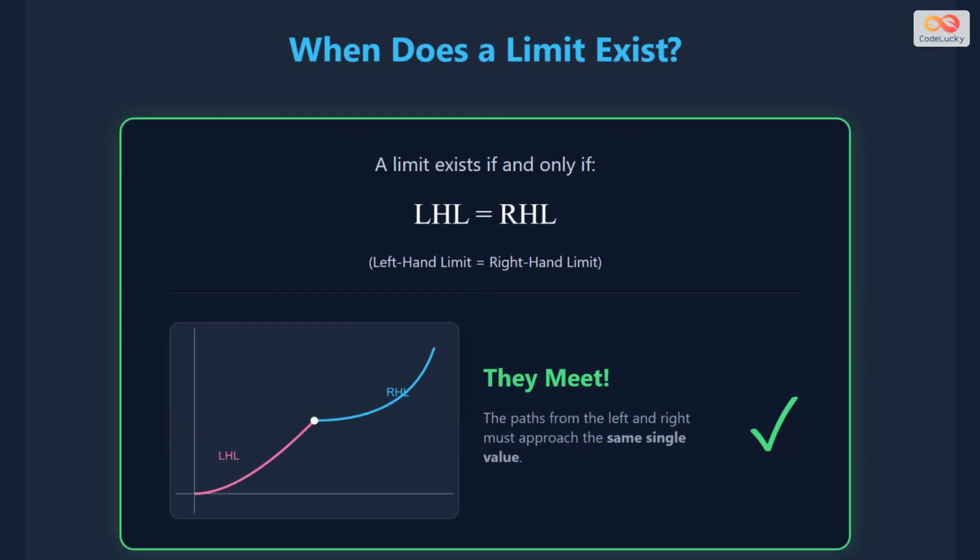This is the golden rule. For a limit to strictly exist at a point, the left-hand limit must equal the right-hand limit. The two paths must meet up. If you walk along the curve from the left and your friend walks from the right, you should be able to high-five at the target x value. If you don't meet at the same height, the limit does not exist.